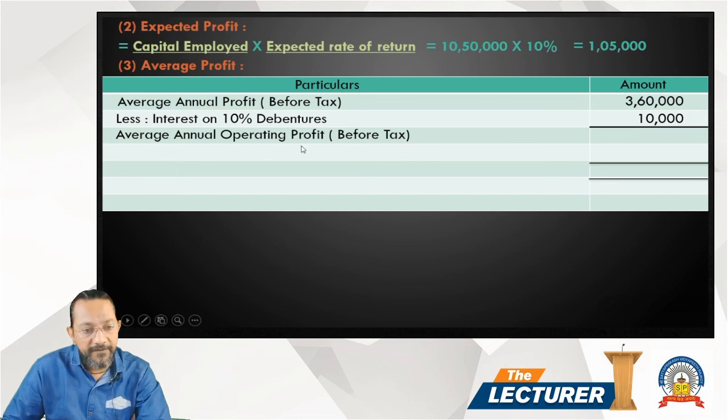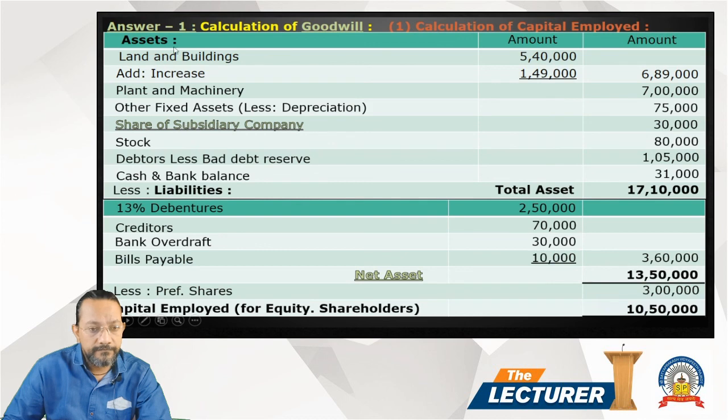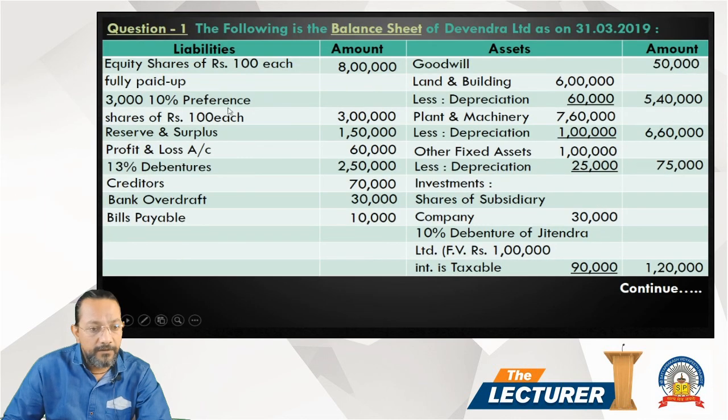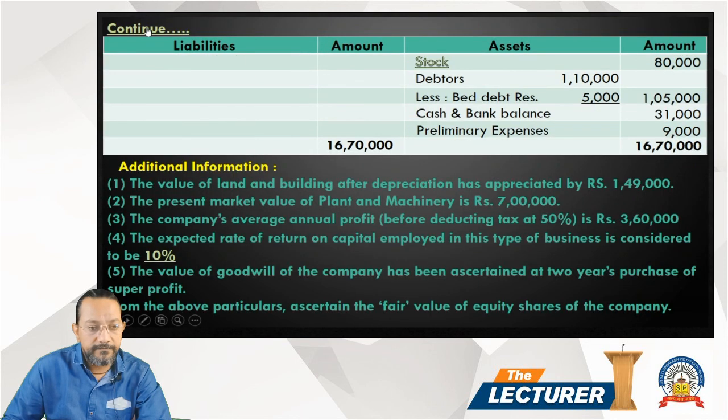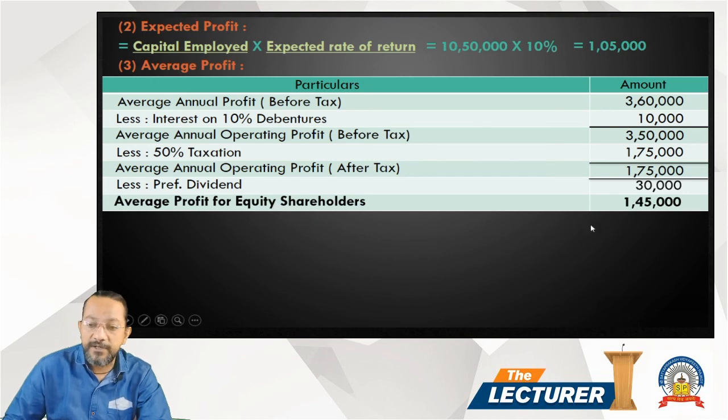Average annual operating profit before tax 3,50,000, less 50% tax, comes to 1,75,000. So the average annual operating profit after tax is 1,75,000, less preference dividend. Preference dividend is 3 lakh preference shares into 10%, so 3 lakh into 10% is 30,000. So the average profit for the equity shareholder is 1,45,000 for the purpose of goodwill.